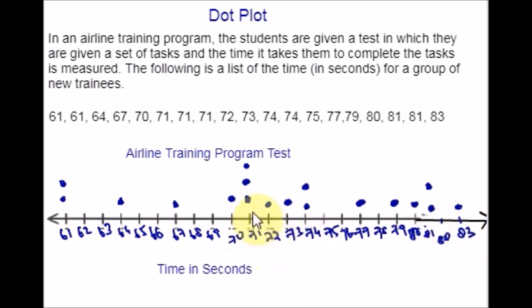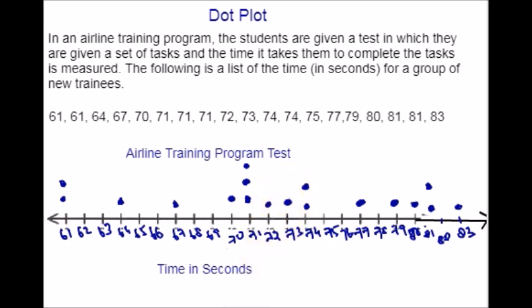Now let's find the range from this dot plot. Hope you all are familiar with the range. Range is nothing but highest value minus lowest value, maximum value minus minimum value. So what would be the highest? 83, and the lowest is 61. So if you just subtract, you'll be getting 22. So the range for this dot plot, this airline training program test, is 22 seconds.